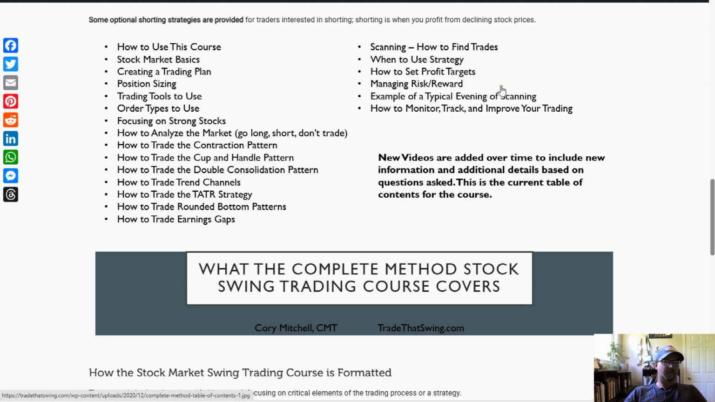This was a video from quite a while ago that just showed what my typical night of scanning would look like and how I reduce my list down. Because if you run a scan, you might find 100 stocks. How do we get that down to 1 or 2 that we might be interested in trading?